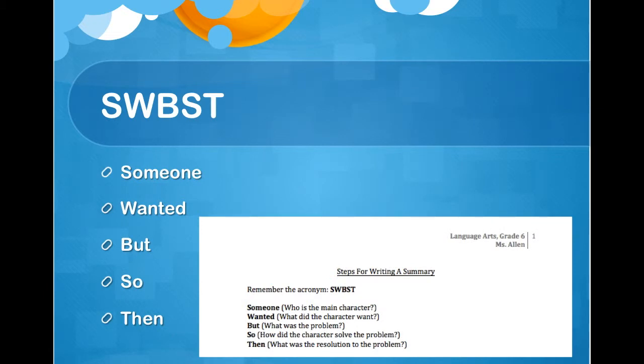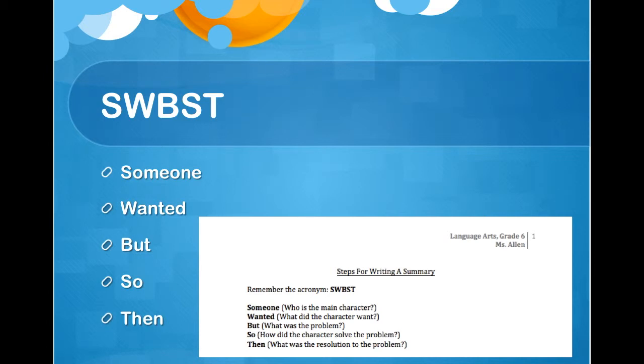So here's some key things to look for when you're writing a summary. You can just think of the letters SWBST, which stands for someone, wanted, but, so, then. On your handout, I have a little screenshot of your handout up here, so we'll just follow along with me on your handout and I'll explain to you what these 5 things mean.